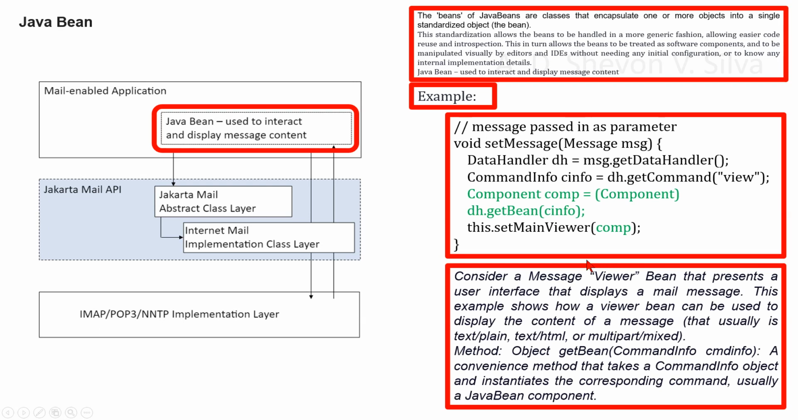Method getBean, commanding for a convenient method that takes a command info object and instantiates the corresponding command, usually a Java Bean component.